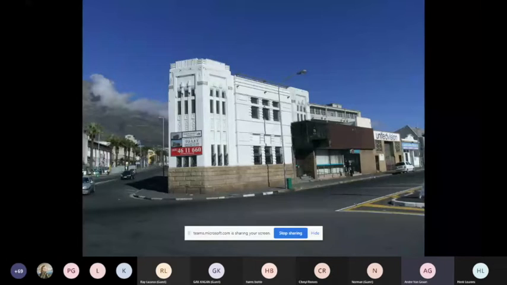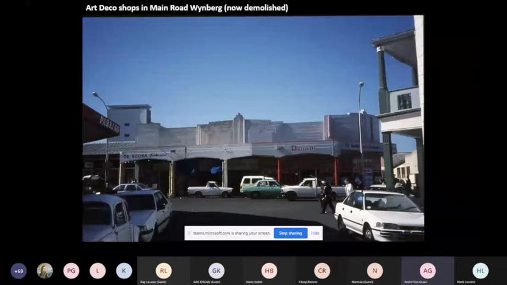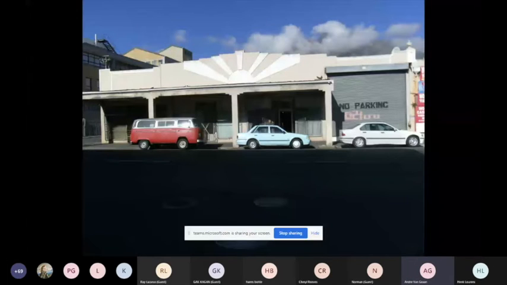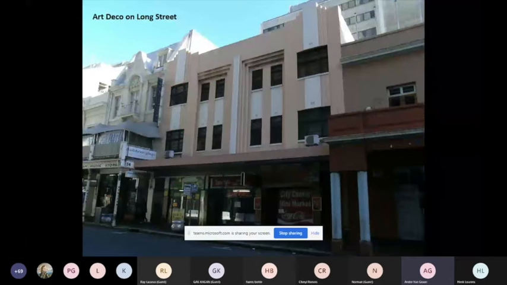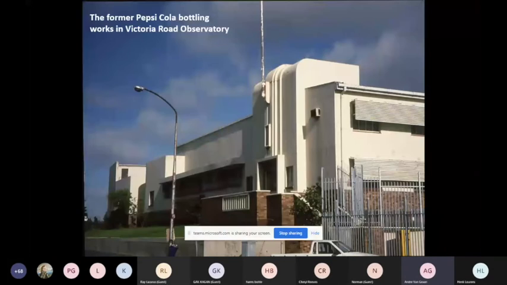Art Deco shop fronts. They could be done with a simple building behind, looking modern to the street. Sunbursts, very popular. Stepped facades, like this one in Long Street. Industrial buildings. This was the former Pepsi Cola building. Part of it still survives. UCT there, not much of it. A little bit still survives.